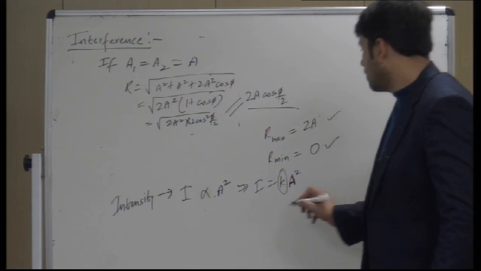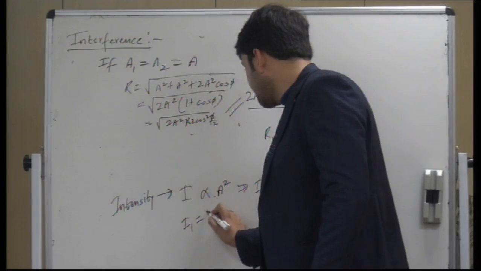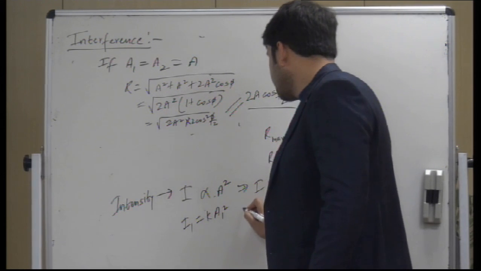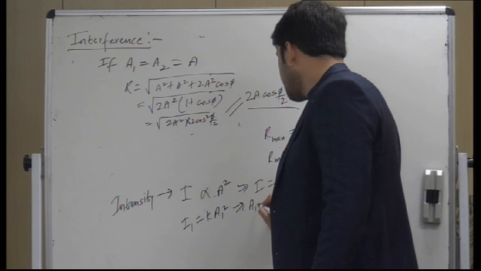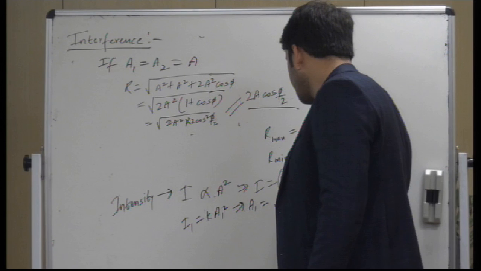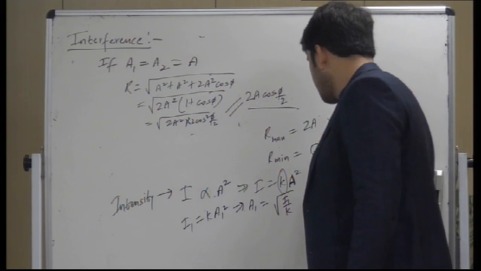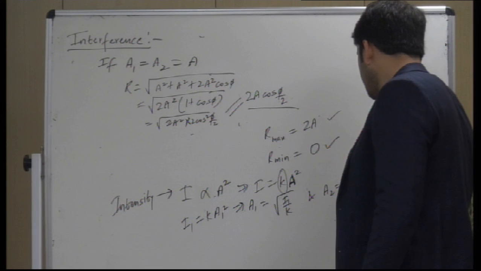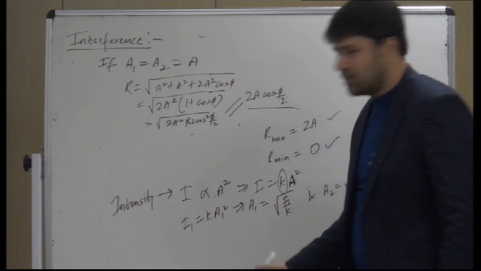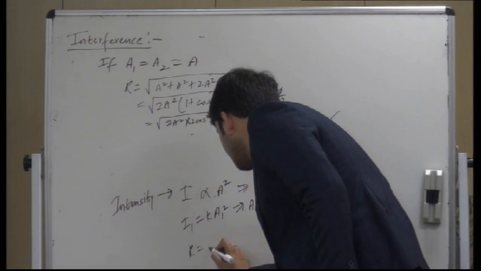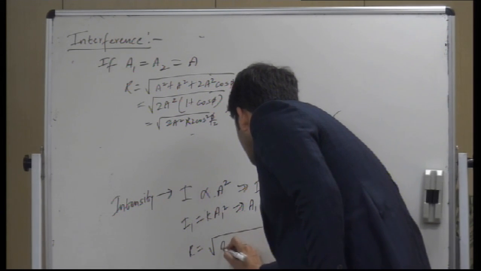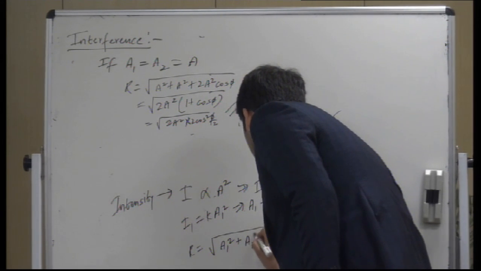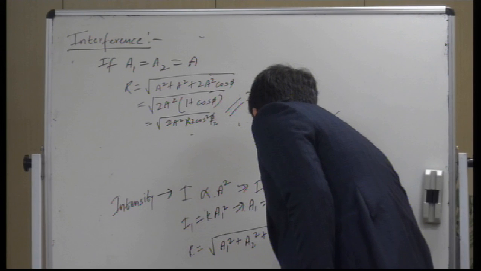Okay, so now I1 can be written as Ka1 square, which means A1 is under root I1 by K, right? And A2 is under root I2 by K on the same lines. So the resultant was this: A1 square plus A2 square plus 2A1 A2 cos phi.